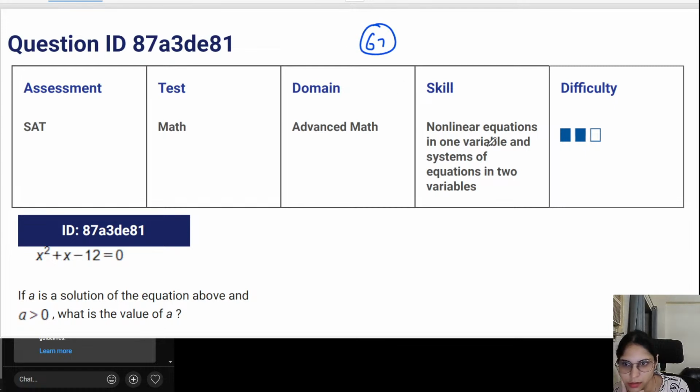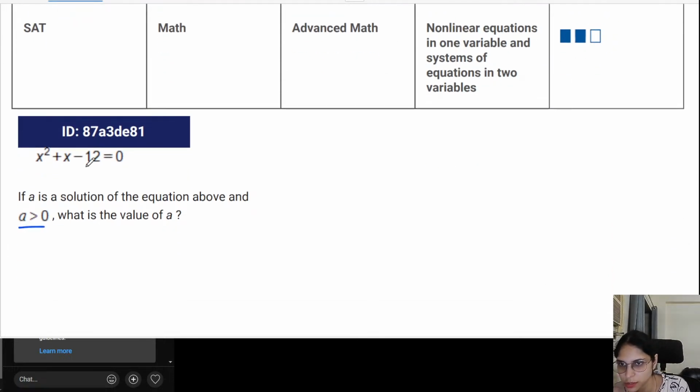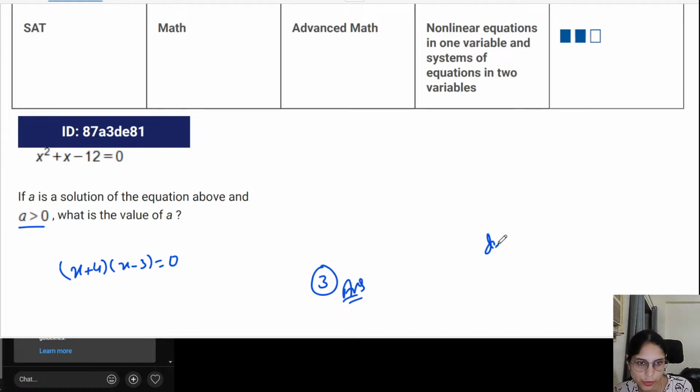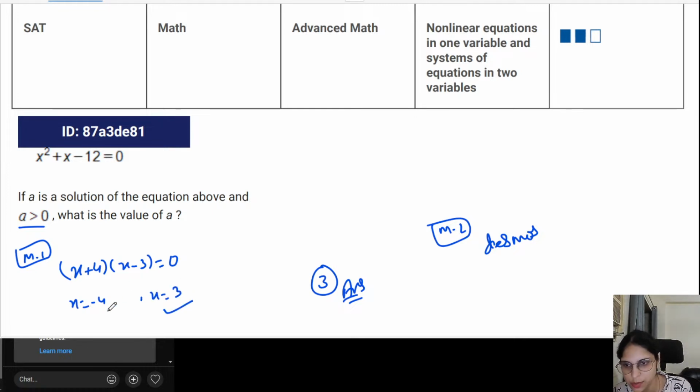67. A is a solution. A is positive. So you can factorize also x plus 4 times x minus 3. So 3 is your answer. Negative 4 cannot be the answer. Or you can also use Desmos. Because we want the positive answer, we do not want the negative answer. So there's only one answer. You cannot write negative 4. It will be wrong.